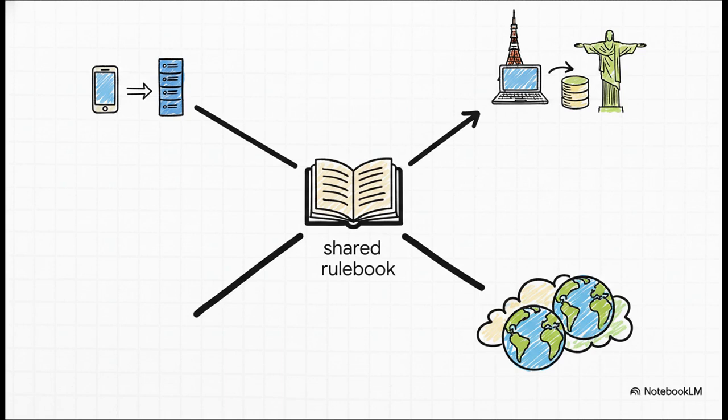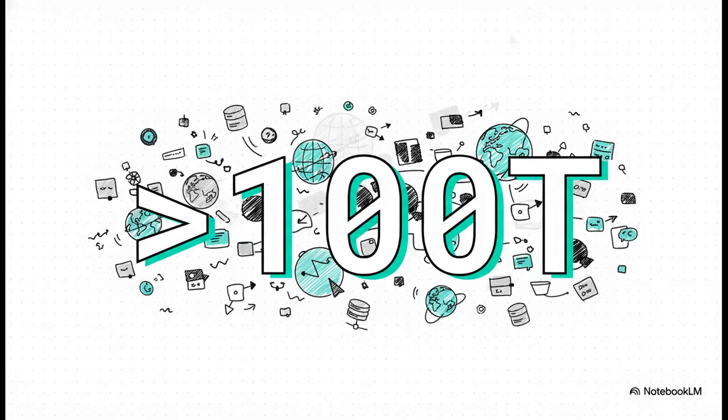That's the only reason your iPhone can talk to a server that's running Windows without any problems. It's why a developer sitting in Tokyo can pull information from a database in Brazil. This simple agreement to follow the same set of rules is what makes the internet the truly global, open network that we all rely on. And the sheer scale of this is, well, it's just staggering. We're talking about more than 100 trillion of these tiny packets making that journey across the internet every single day. That's 100 trillion little stories made of data, all following the exact same rules, all day, every day.